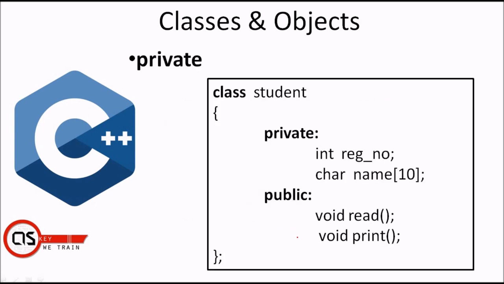Now what is private? When I create data members and member functions under the access specifier called private, it defines that if any members are written under the private access specifier, they can be accessed only within the class and cannot be accessed outside the class. So these members, register number and name, are written under private, which can be accessed only within the class. They cannot be accessed outside the class.